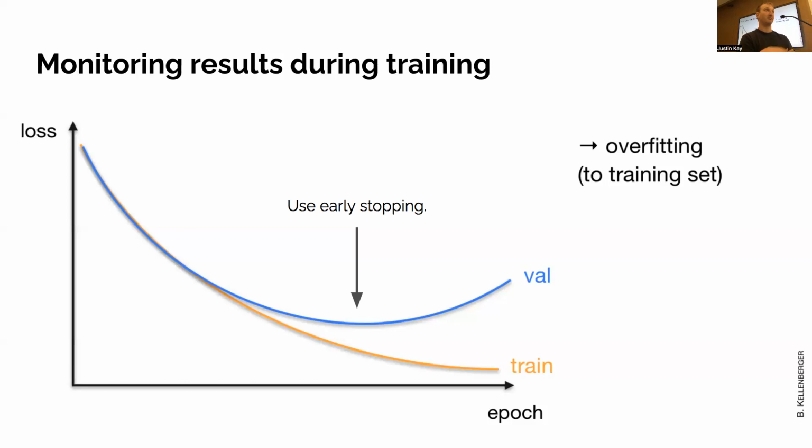Does this make sense? Best is the best on the validation set. Exactly, according to some metric.